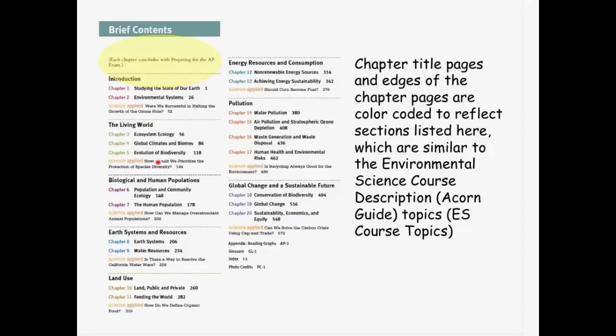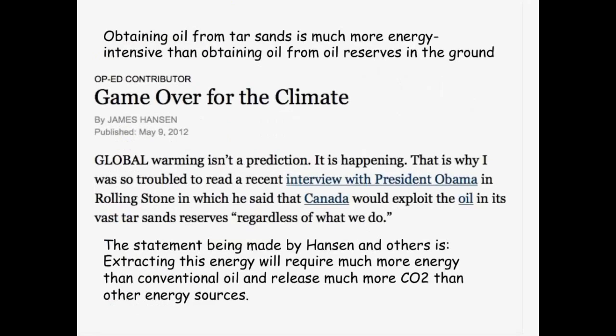You can see that we have a series of things. This is what's circled here at the beginning. Each chapter concludes with preparing for the AP exam. So that's where we have our multiple choice questions and our free response questions. There's also a couple of other features that appear periodically, such as Science Applied, and we'll take a look at that. And that's taking the science and applying it to some sort of a policy or some sort of a broader societal question. So that in a nutshell is what our book looks like.